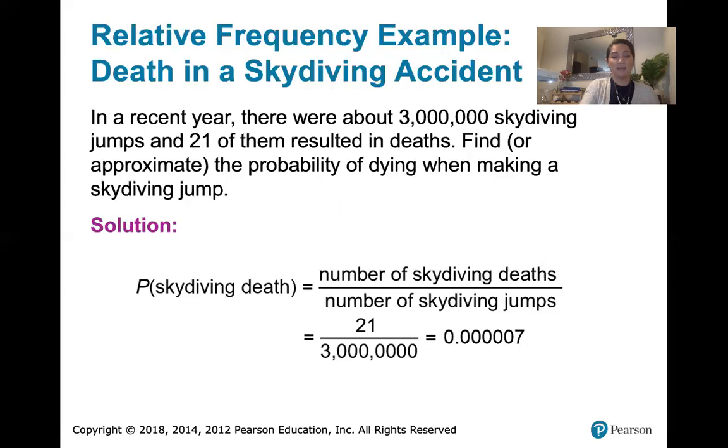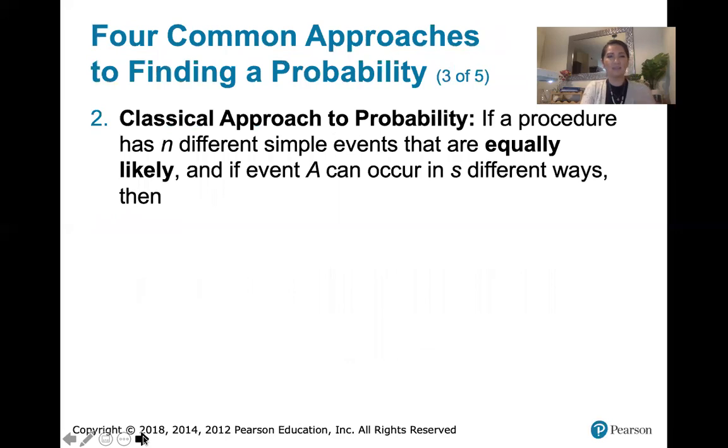And I think it makes sense to use the relative frequency approach here because of the nature of the data and the nature of our understanding of these variables. So we just take the number of deaths and we divide by the number of jumps and we get this probability. And it's an estimate of the probability of dying during a skydiving accident. Now in our second approach, this is called the classical approach to probability. You're going to see a fraction that looks very similar, but this is a little bit different than that relative frequency approximation.